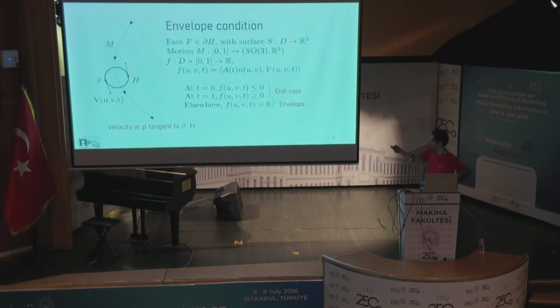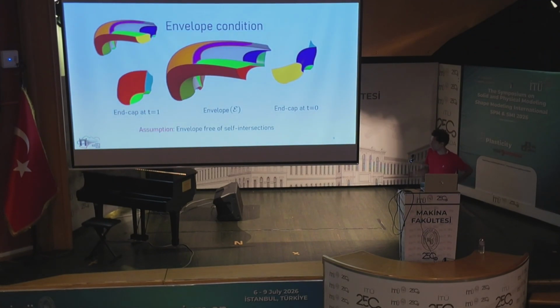Of course, at the starting and ending time, at time t equal to 0 and t equal to 1, this equality becomes an inequality. And that set is called the end caps. But this is the easy part, and we won't focus on it; we'll focus on computing the envelope itself. In the swept volume example shown earlier, these are the two end caps, and this is the envelope, which we will denote by cal E. Like I said, the end caps are the easy part because they come from the solid itself. So we will focus on constructing the envelope.